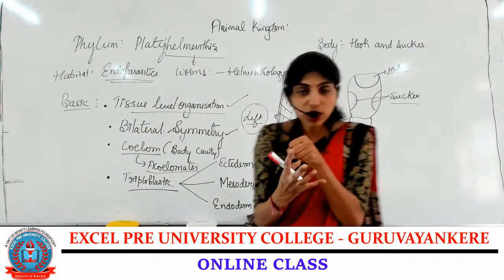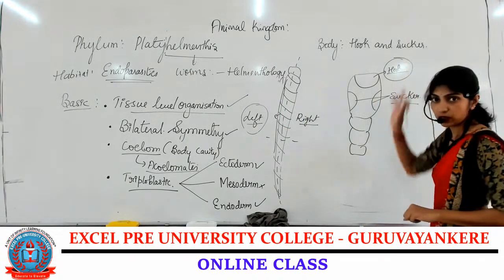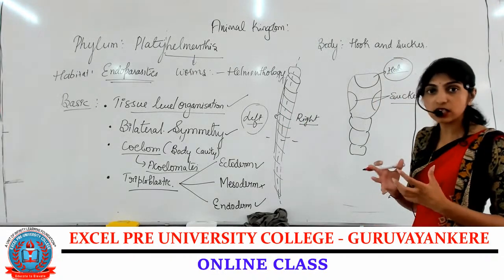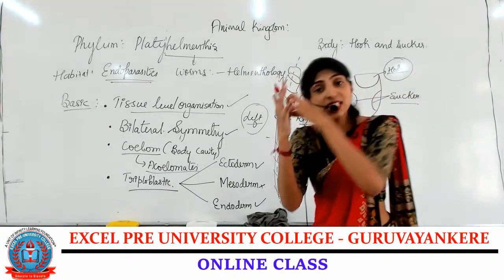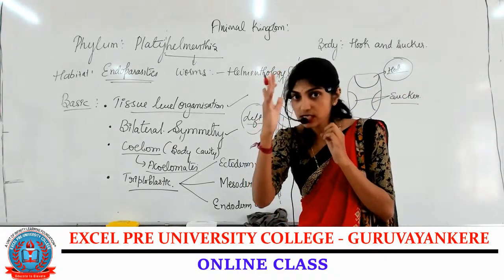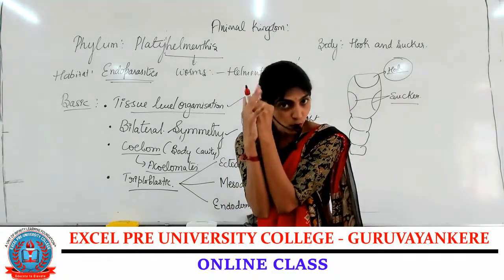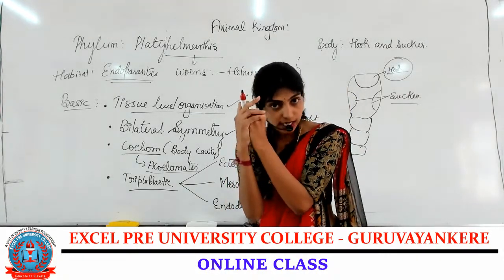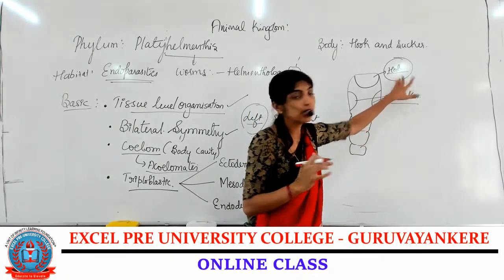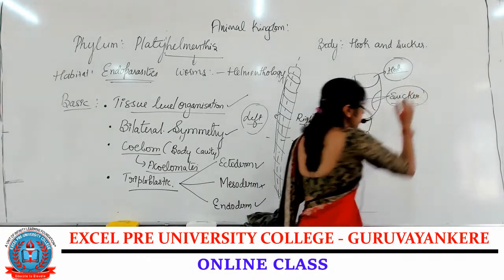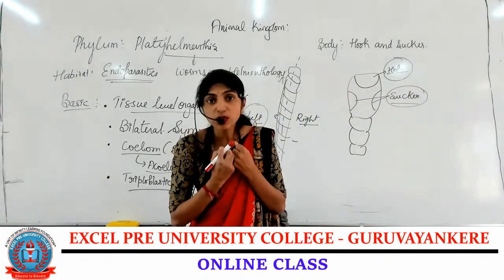For attachment, to hold on, they have the structure called a hook. The hook is for the purpose of attachment, because they are living inside the host body. If this is the host body and this is the endoparasite, it has to hold on inside, and for that purpose they have hooks. And coming to the sucker, what is the meaning of sucker? To suck or absorb the nutrients.